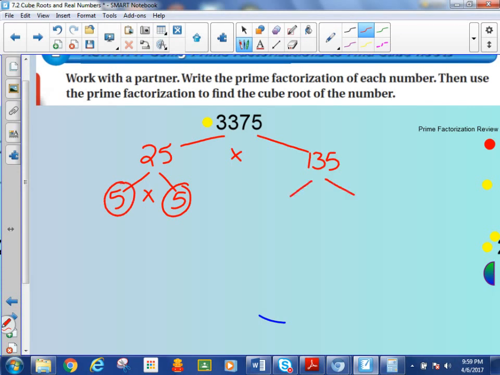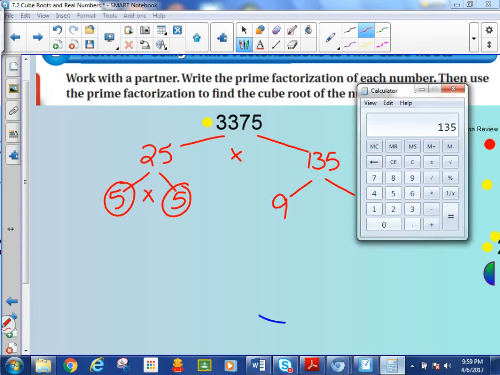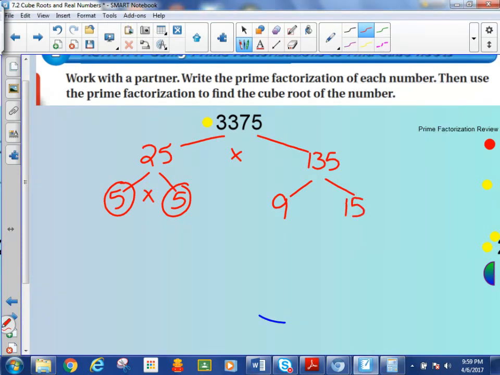All right, 135. I could use 5, but I'm also checking. I always like to check that rule for 9. So 1 plus 3 is 4 plus 5 is 9. 9 will go into this number. Okay, so on my calculator, I have 135. I'm going to hit divide by 9 to see what I would take it times, and that would be 15. So now 9 I can do 3 times 3. Those are both prime. And 15 I can do 3 times 5.